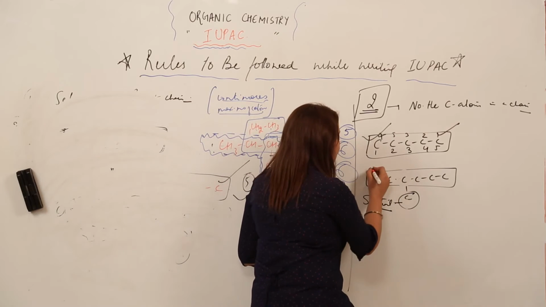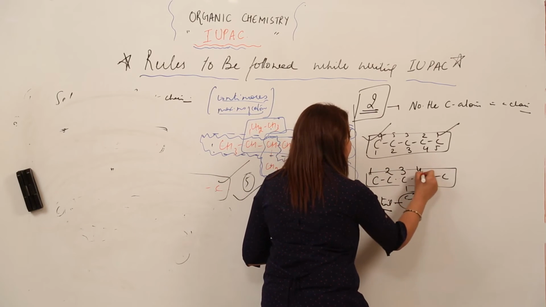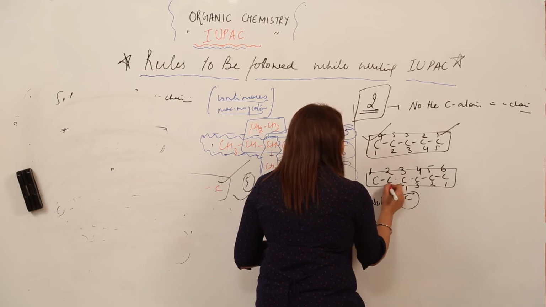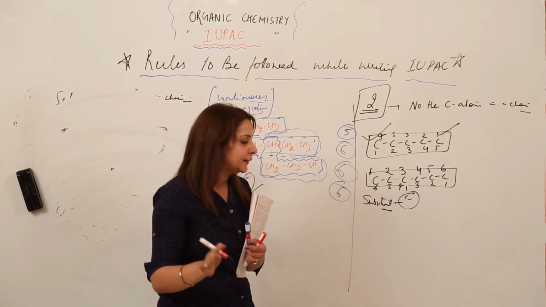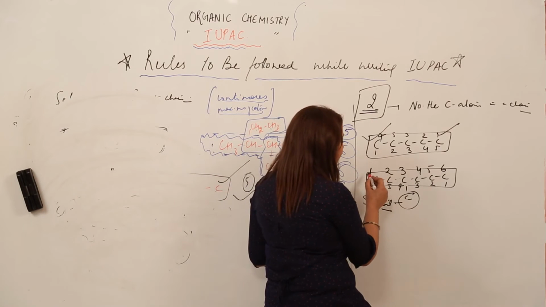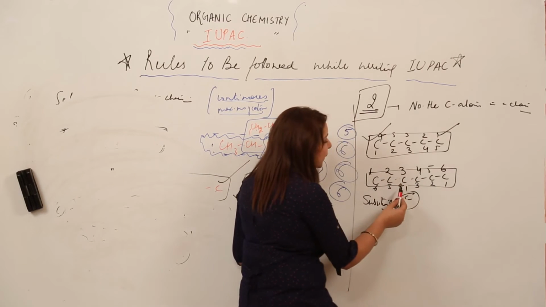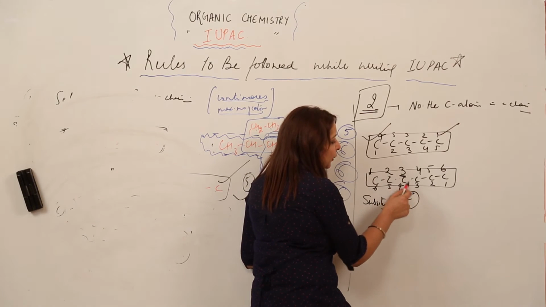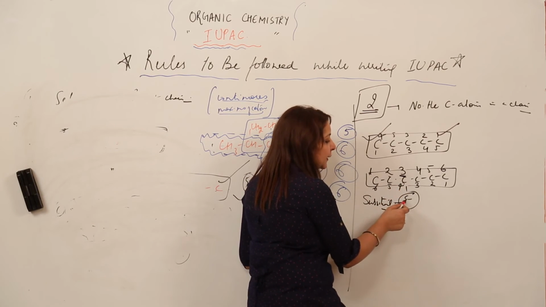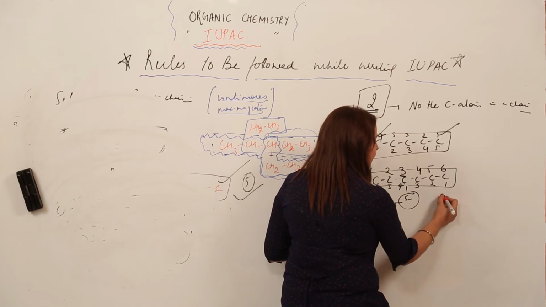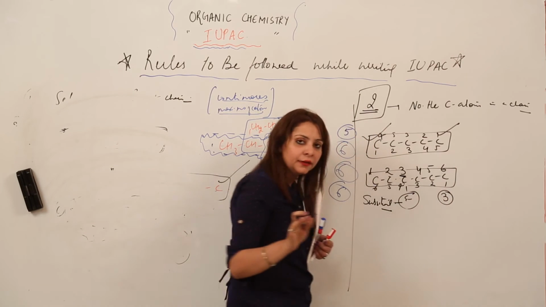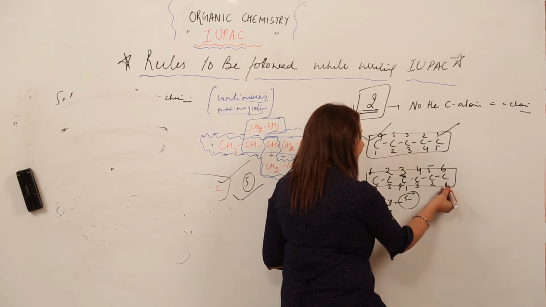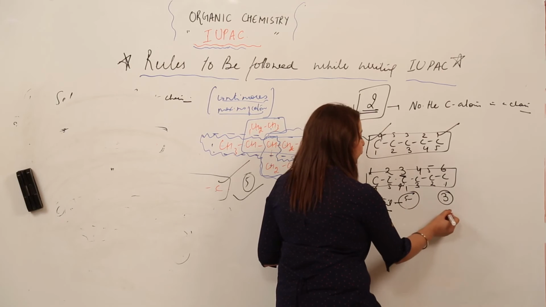If I have an option of numbering from this side, right, I have an option of numbering from this side. These are the two methods by which I can number, you know that. But when I number from this side, what number is the substituent getting? 1, 2 and 3. We know that the number of this carbon will be the number of the substituent. That means in this case the substituent is getting number 3, right? And if I do it from this side, what number is the substituent getting? 1, 2, 3, 4. The number 4.